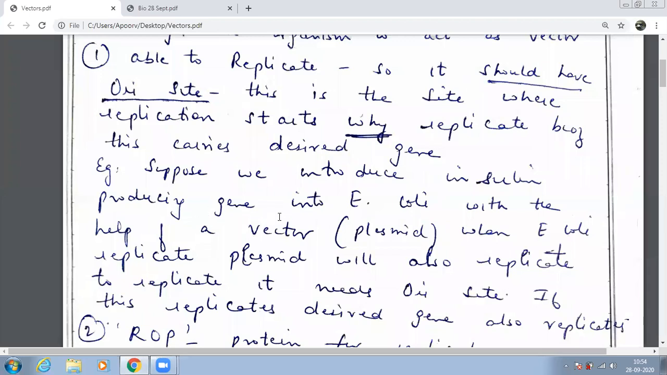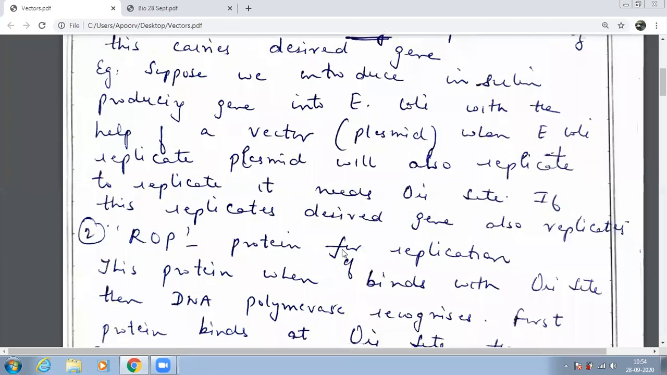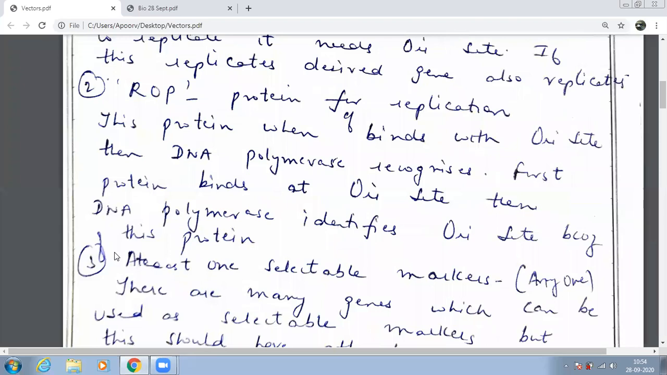We had done this example. If you want to introduce an insulin producing gene into E. coli, you use a vector, the plasmid. When E. coli replicates, automatically your gene of interest will also replicate. The second thing needed is ROP, the protein for replication. This protein binds with the ORI site so that DNA polymerase can recognize that site.